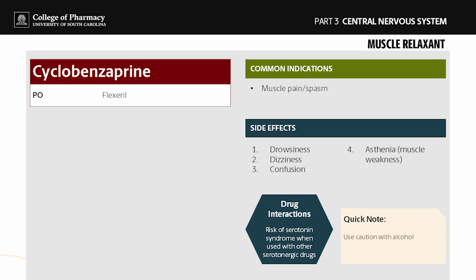Another muscle relaxant, cyclobenzaprine, brand name Flexeril, has the indication, just like carisoprodol, of muscle pain and spasm. Side effects would be drowsiness, dizziness, confusion, and muscle weakness. Use this with caution if you're drinking alcohol. Important counseling point: tell your patients.